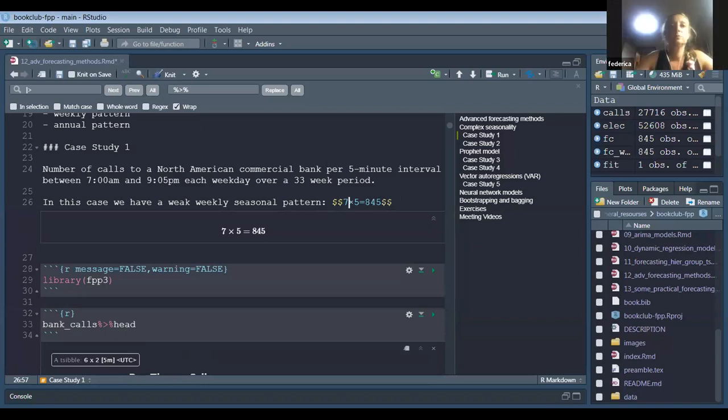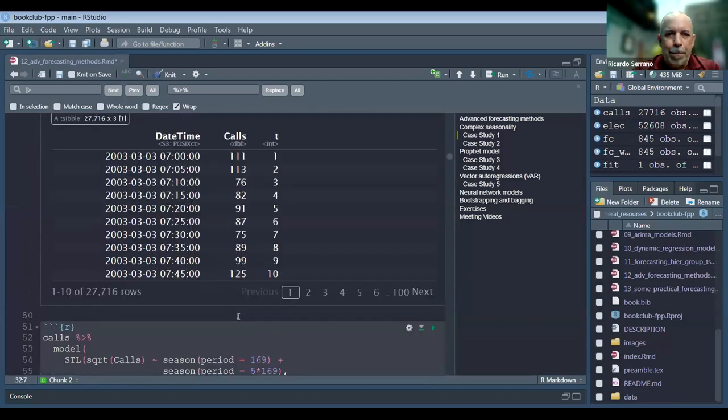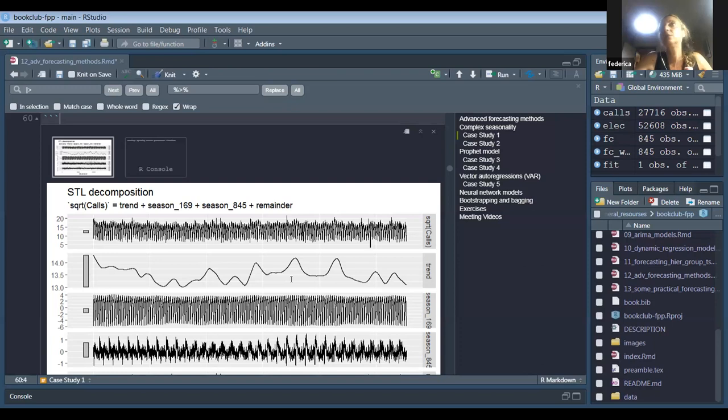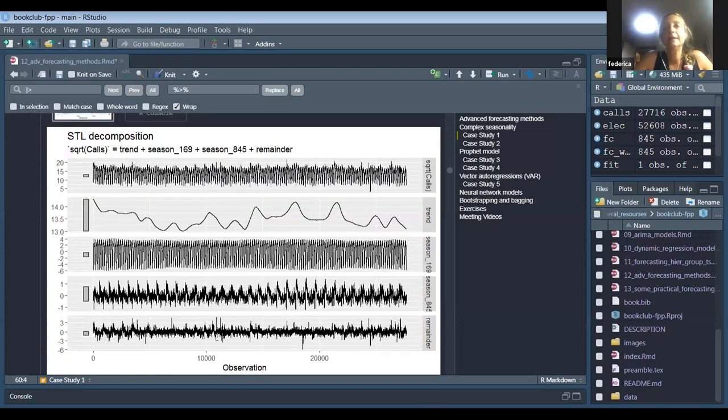So let's go back to... Yeah, you had it right. 169 by five. This time the composition, we can catch seasonality if there's any, more easily. In this case, the third and the last facet shows there is something, so we can see that there is some seasonality. Some repeating patterns, instead of the trend.